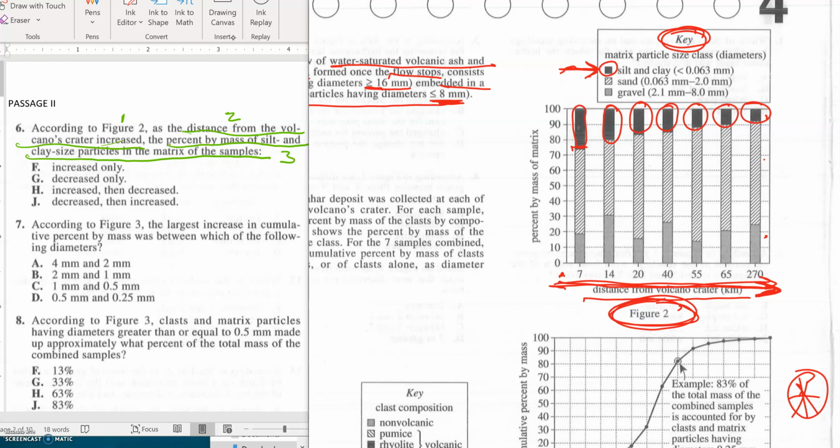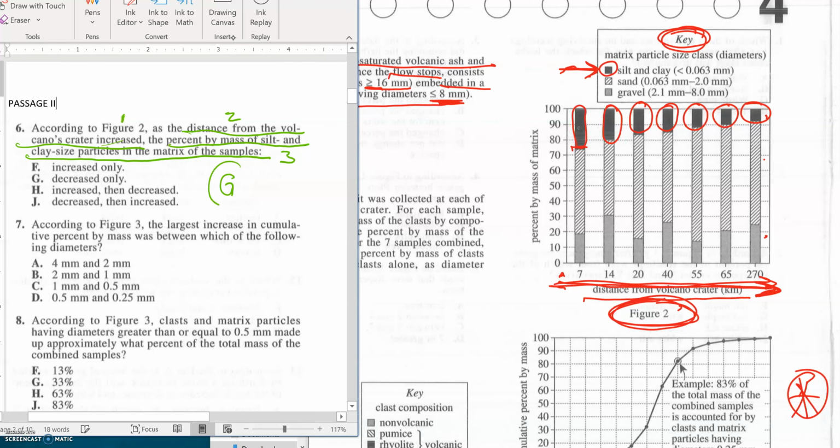Percent by mass, what is happening to it? Is it increasing only? No, it's definitely not. Is it decreasing only? Why, yes. Yes, it is. It is decreasing only. And that is a nice question just to show you, you do it step by step, and 9 times out of 10, you're going to get the answer. And it's G.